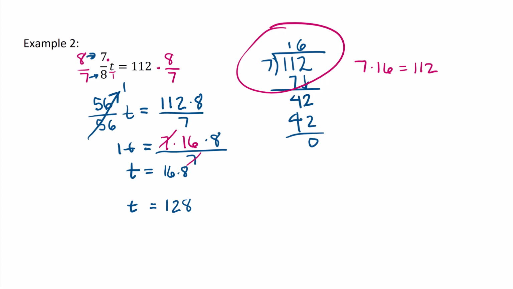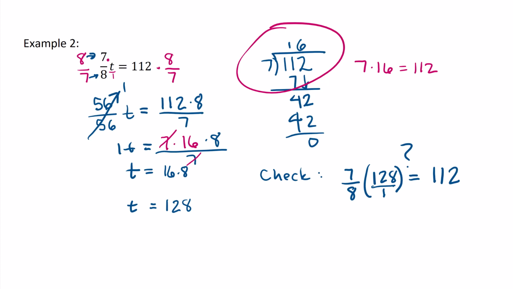And now we have to check it. I'm going to replace my t with 128. So 7/8 times 128 equals 112. Now we need to see if this is true. So now I'm going to multiply 7 times 128. Now think of this 128 as over 1, if that helps with the processing.